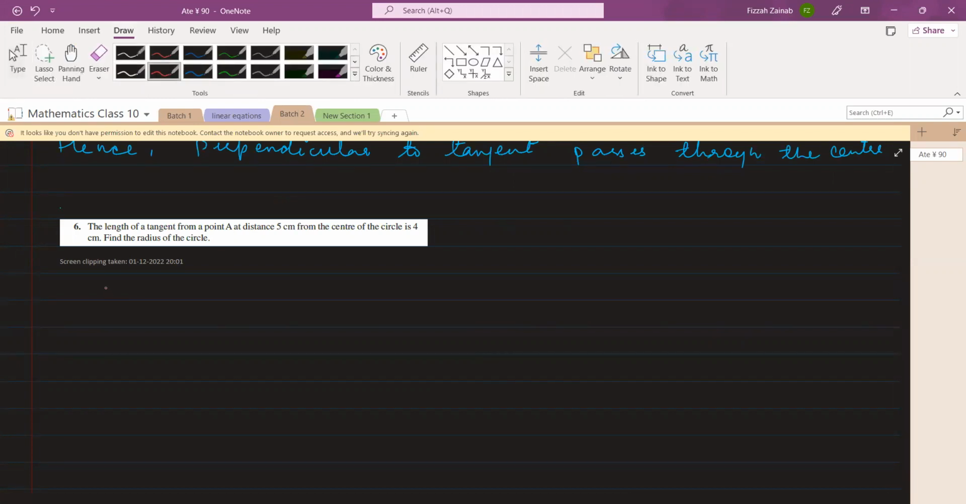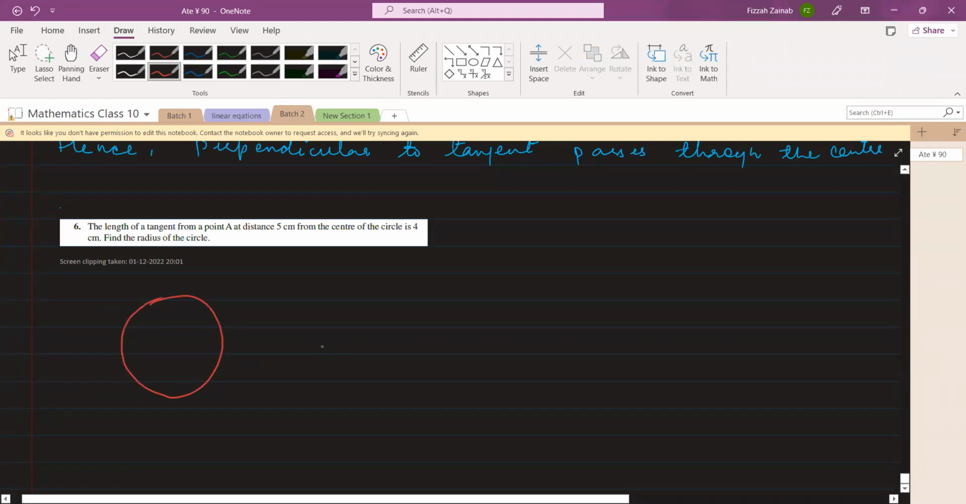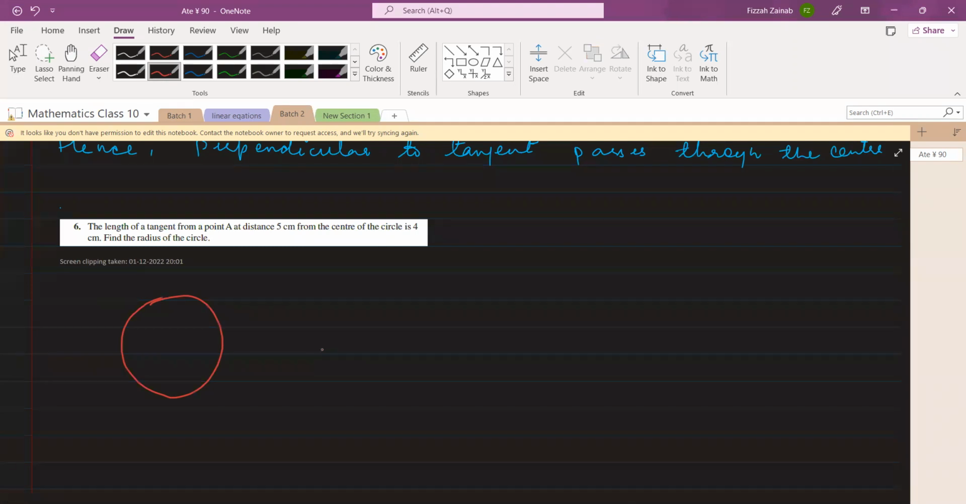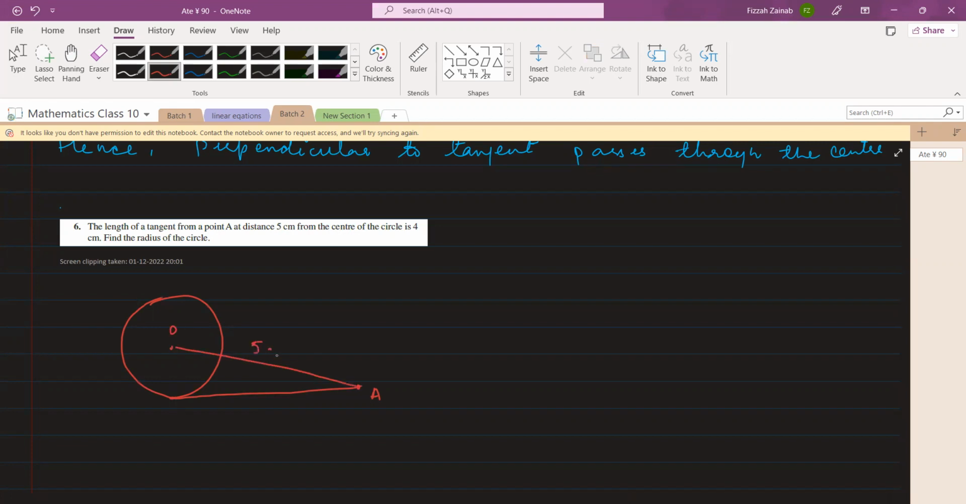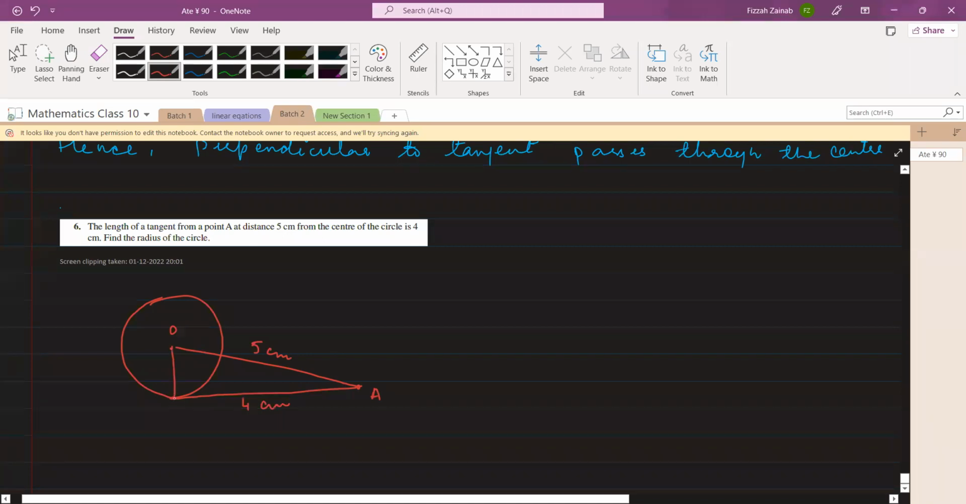Okay, the length of a tangent from a point A. You draw a circle and then any point A. Let's say I have a point A here. The length of the tangent from a point A at a distance of 5 centimeter from the center of a circle, so O is the center, is 4 centimeter. So this distance is 4 centimeter. Find the radius of the circle.